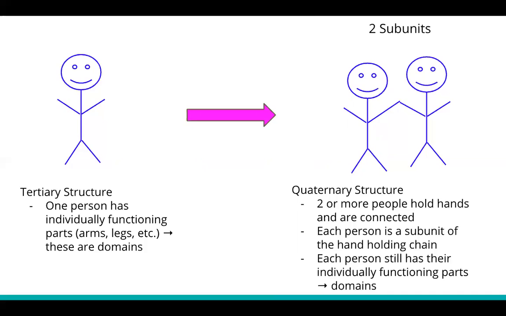Just to clarify, for the last one, each person still has their individually functioning parts, and those are the domains. So the domains are still within the subunits too, right? I think yes, because the subunit is like a polypeptide chain. And when you have two or more subunits, you have an overall mega protein structure. But within a subunit, since the subunit is still a protein, you could have the domains, which is part of the tertiary structure of that particular polypeptide.